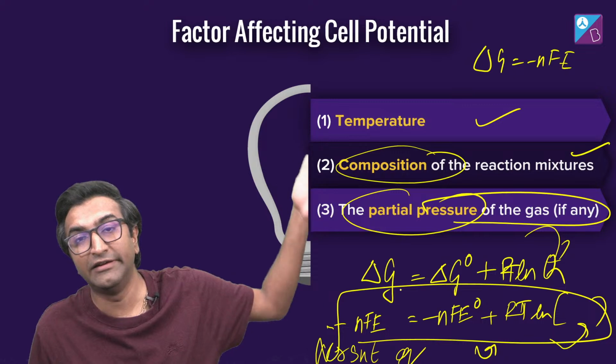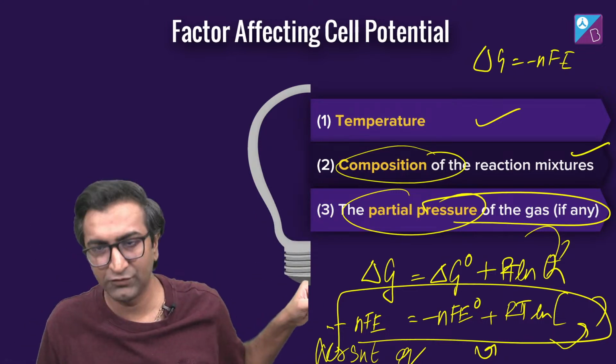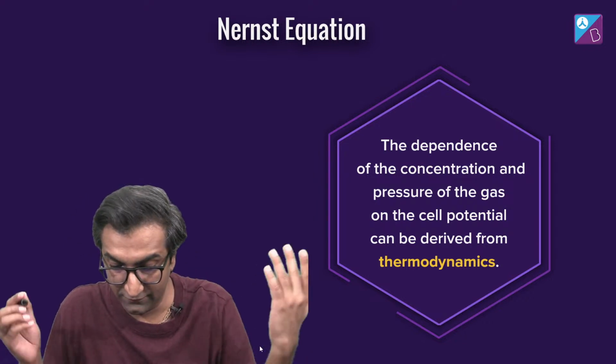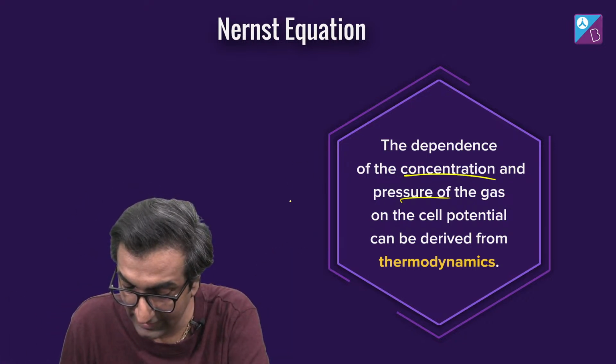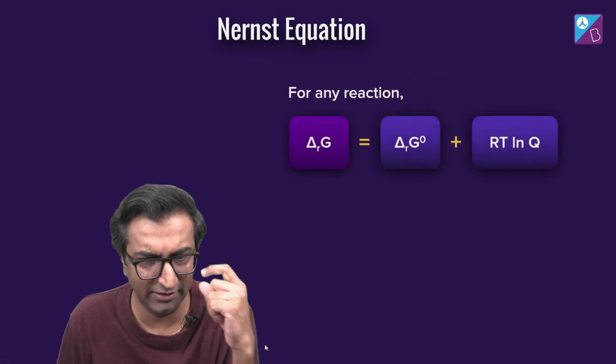If you have to write a theory exam also, how do you remember what points are important? Do this derivation. Do this small little easy derivation. Okay, cool. So, Nernst equation formally is the dependence of concentration and pressure of the gas on the cell potential and can be derived from formula, which I just did for you.